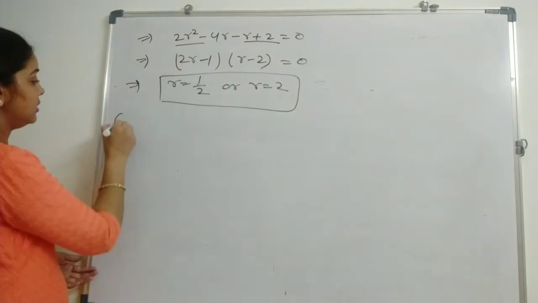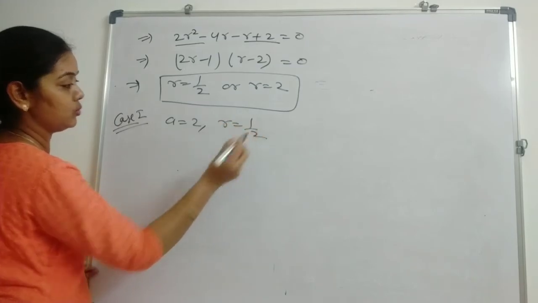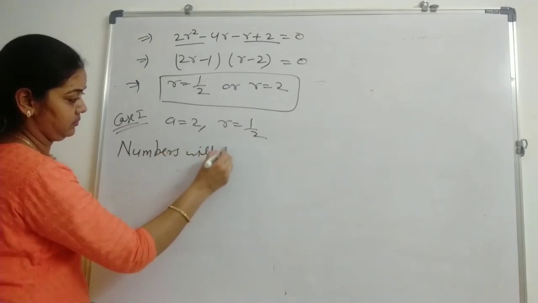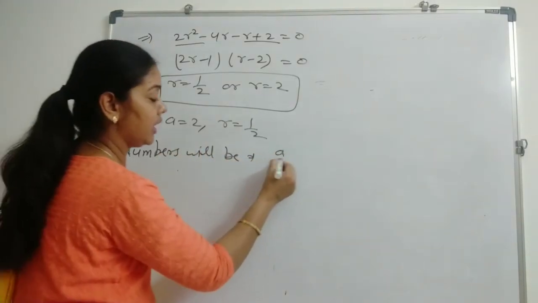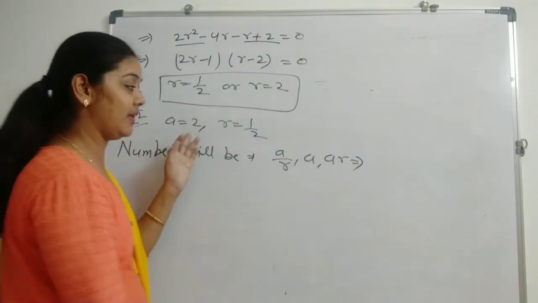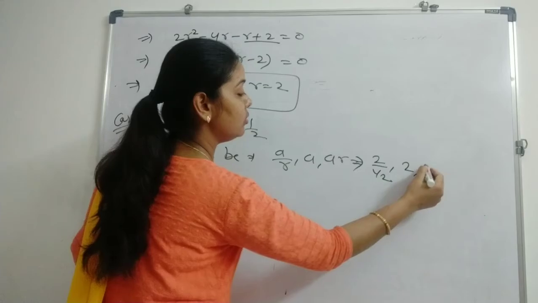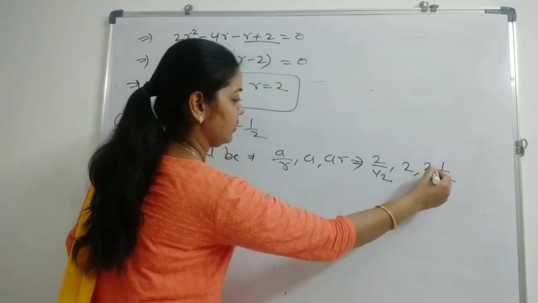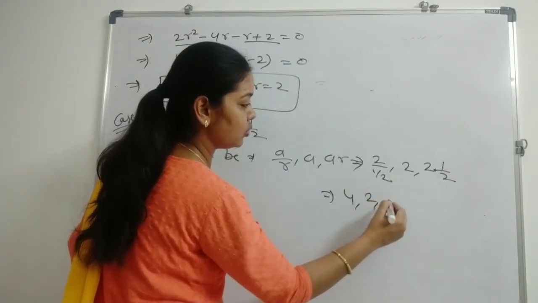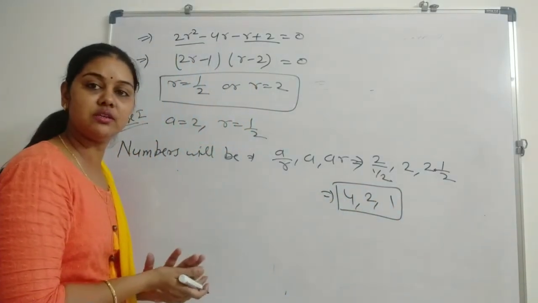Considering both the cases, first, when a equal to 2 and r equal to 1 upon 2, then the numbers will be a upon r, a, ar. Putting the values here: 2 upon 1 upon 2, 2, 2 into 1 upon 2, that will be 4, 2 and 1. Obviously the sum is 7 and multiplication is 8.